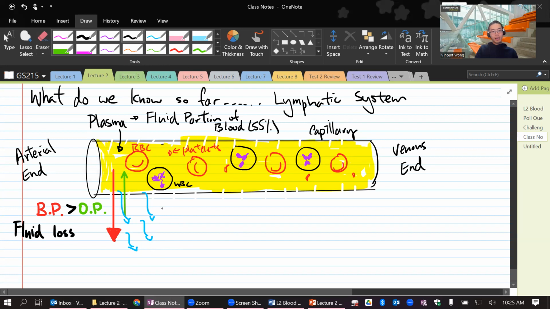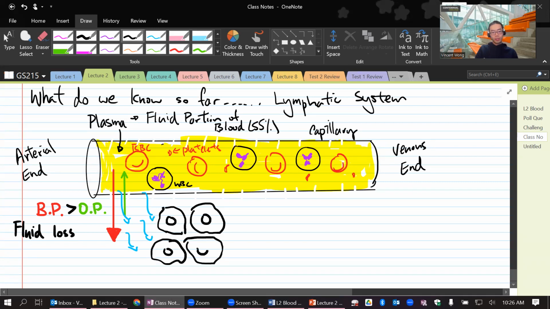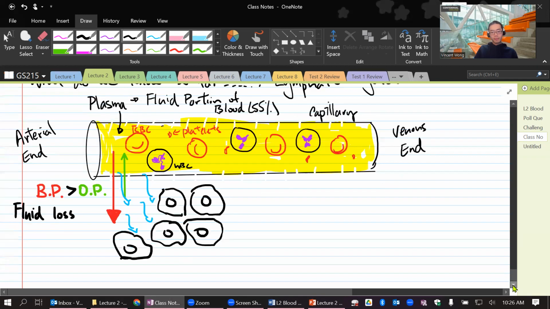And when it comes out, right, we're going to have some cells in the tissue. I'm going to draw a bunch of them. Looks like sunny side up eggs. There we go. Just going to draw a lot of them, okay?